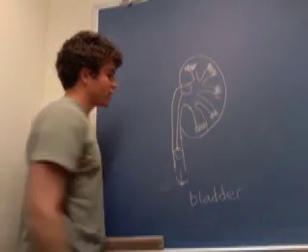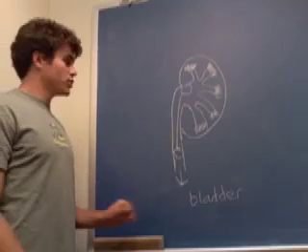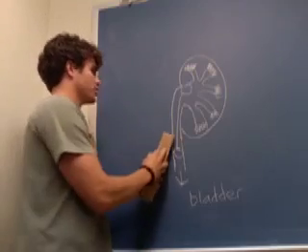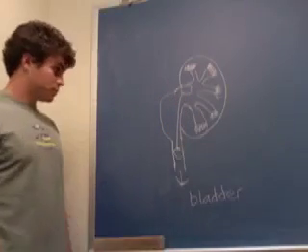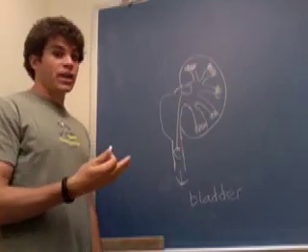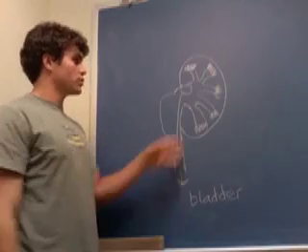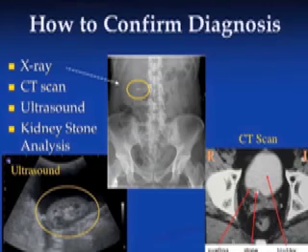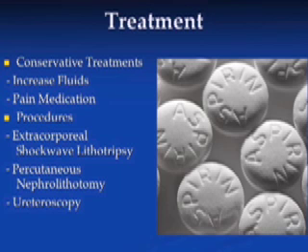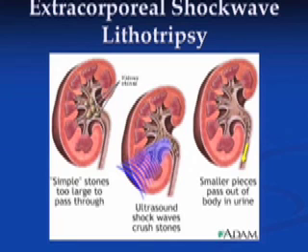This blockage causes a deceleration of the fluid and also a dilation of this urinary tract, as seen here. This dilation can cause very serious damage if it lasts for more than 2 weeks and can also damage the kidney as well. The presence of a kidney stone can be confirmed using an X-ray, CT scan, ultrasound, or kidney stone analysis. Kidney stones can be treated conservatively by increasing fluid intake or taking pain medication. There are also procedures to treat kidney stones.